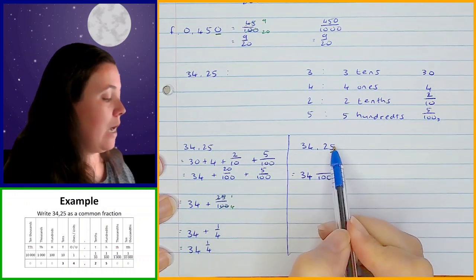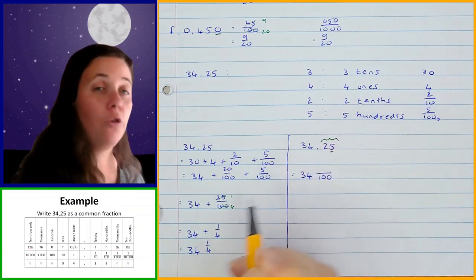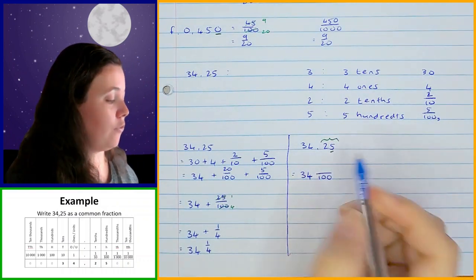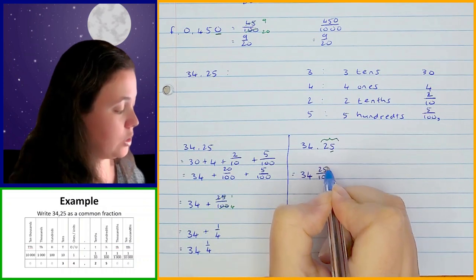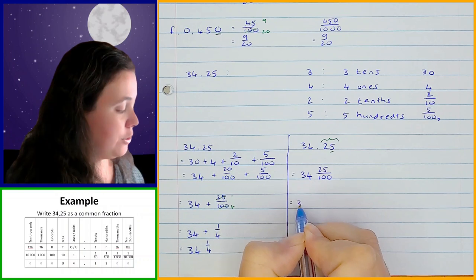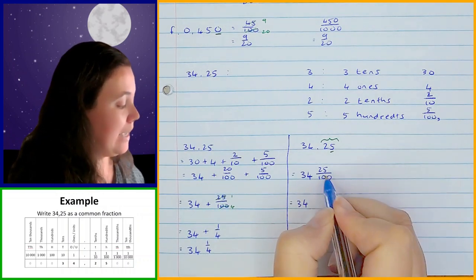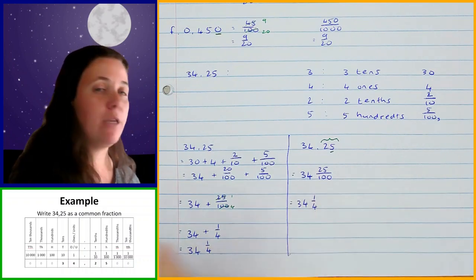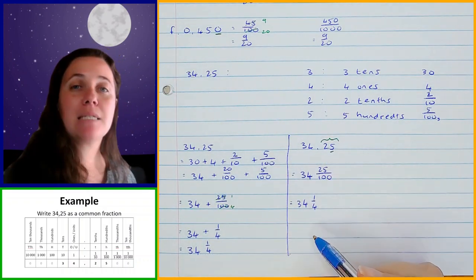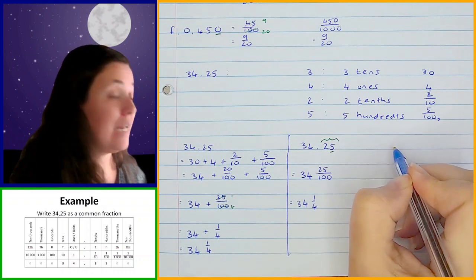Right, then I'm going to take this whole section, the whole fractional part of my number, and write that over 100. So that's 25 over 100. And then I can simplify that, and that gives me 34 and 25 over 100, just like it's simplified over here to a quarter, is a quarter. So that gives me 34 and a quarter. So that's if I want to write it as a mixed number. The other option is to write it as an improper fraction.